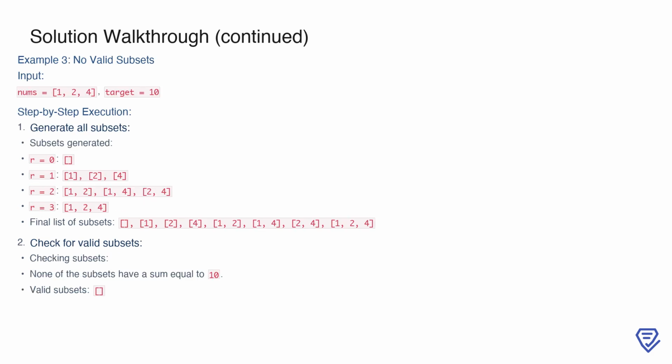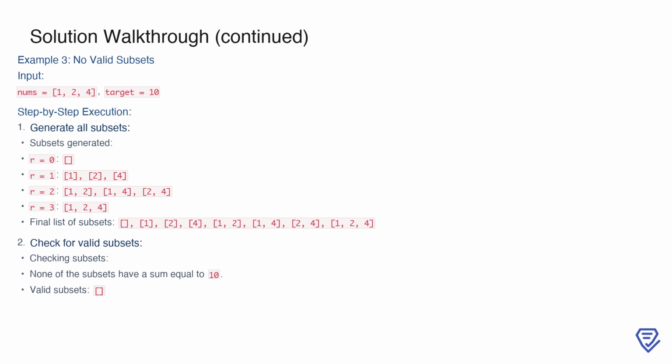In this example, we explore a case where no subsets meet the target sum. The input is nums equals [1, 2, 4], and target equals 10. First, we generate all subsets of the input array. For r equals 0, we have the empty subset. For r equals 1, the subsets are [1], [2], and [4]. When r equals 2, we create subsets with two elements: [1, 2], [1, 4], and [2, 4]. Finally, for r equals 3, the subset [1, 2, 4] includes all elements.